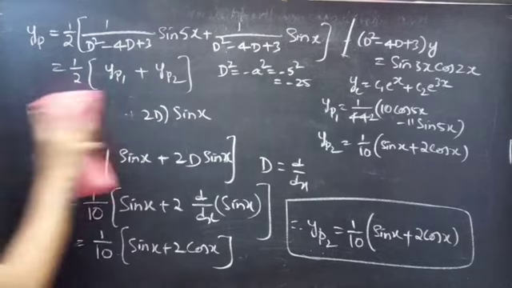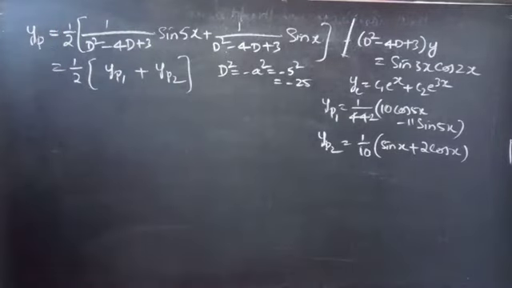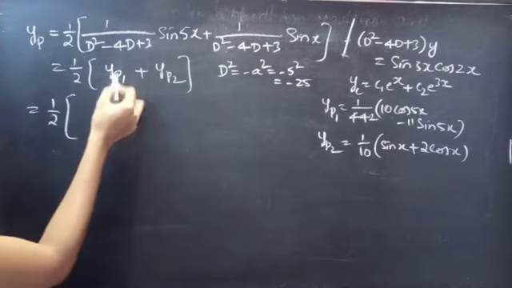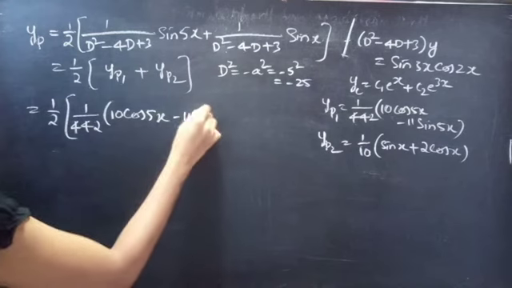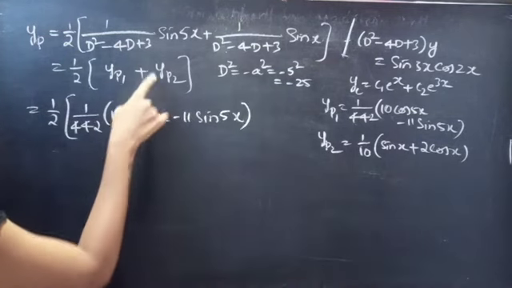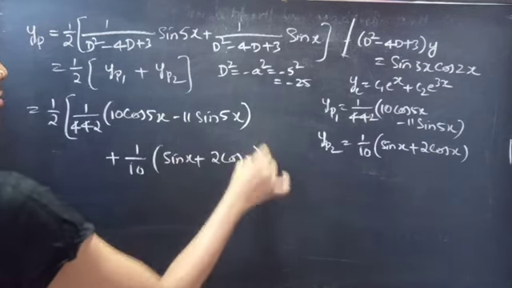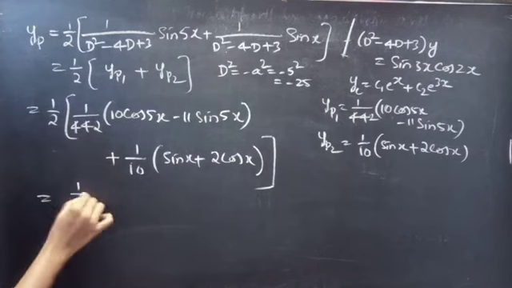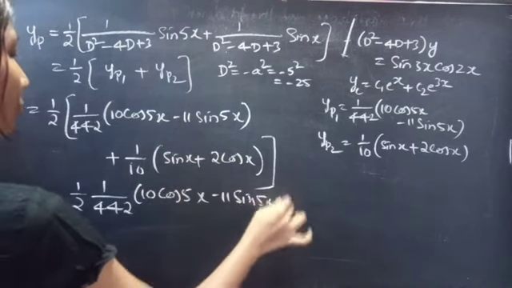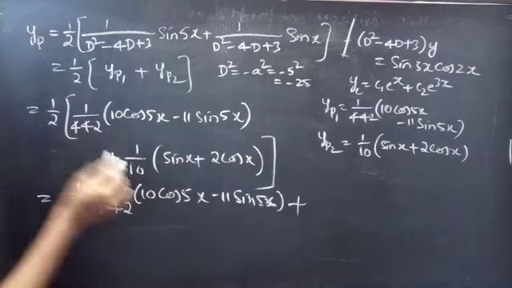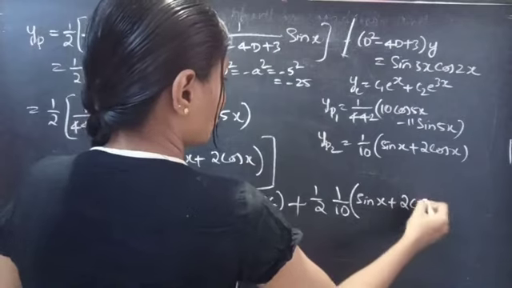Now we can write yp by combining yp1 and yp2, the results obtained from yp1 and yp2. It equals 1 by 2 into, the result obtained from yp1 is 1 by 442 into 10 cos 5x minus 11 sine 5x, plus the result obtained from yp2, which is 1 by 10 into sine x plus 2 cos x. That equals 1 by 2 into 1 by 442 into 10 cos 5x minus 11 sine 5x plus 1 by 2 into 1 by 10 into sine x plus 2 cos x.